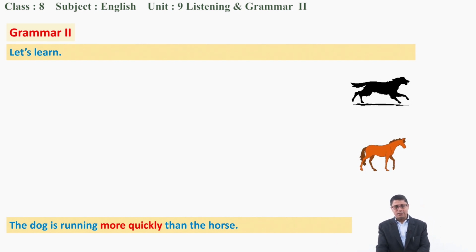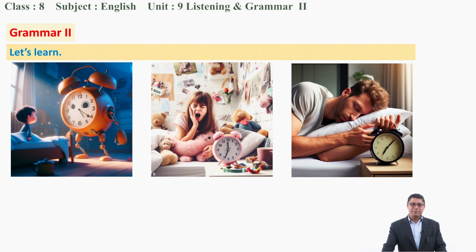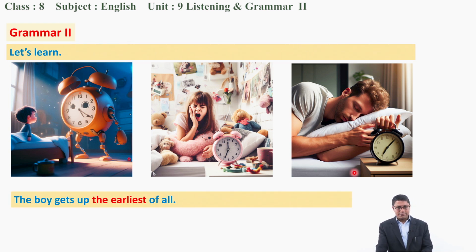Let's look at the next example. Let's look at these pictures. Look at the time when the boy wakes up. It's almost 20 past 5. And look at the girl. What time does she get up? It's almost 35 past 11. And look at the man. He's still sleeping. It's already 10 past 7. Now can you say who woke up the earliest? Right, the boy gets up the earliest of all.